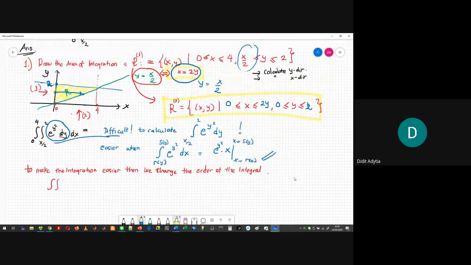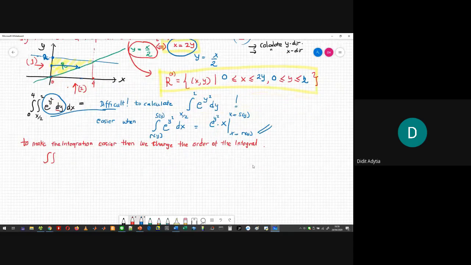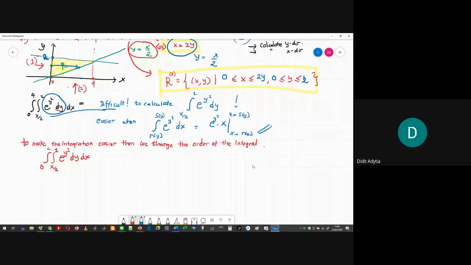Now we rewrite everything again. Okay, now the original form: the integral of e to the power of y square dy dx. Ini yang original problemnya ya. y goes from x over 2 to 2, and then x itself is from 0 to 4.